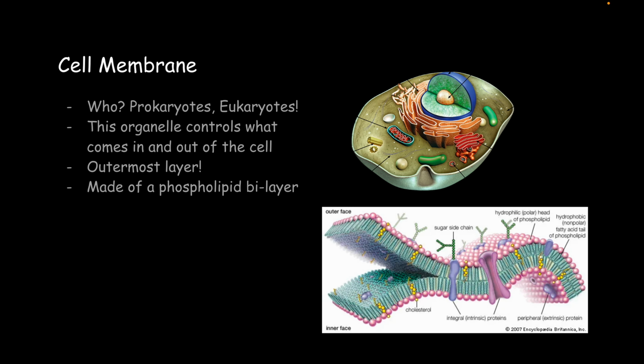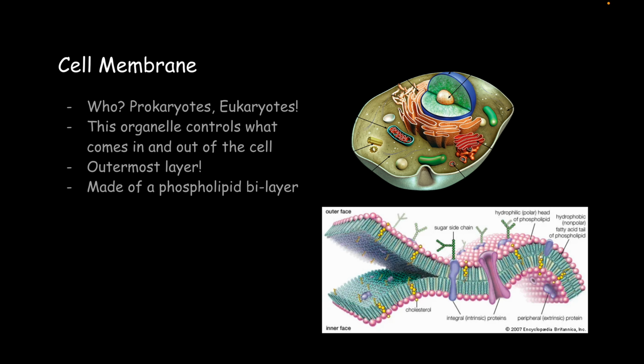So the first and the outermost organelle is the cell membrane. You can think about this like the skin. It's not really skin. It acts like skin, but at the same time, it's really going to just control what comes in and out of the cell. Again, it's the outermost layer. You're going to see this in all cells. Every single cell has a cell membrane.